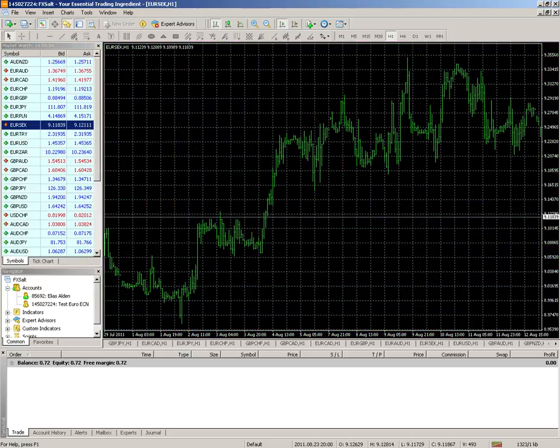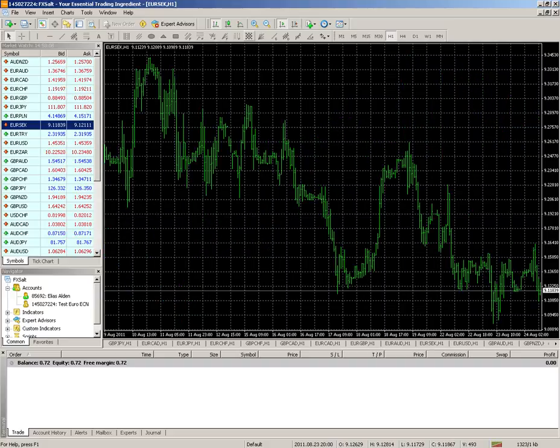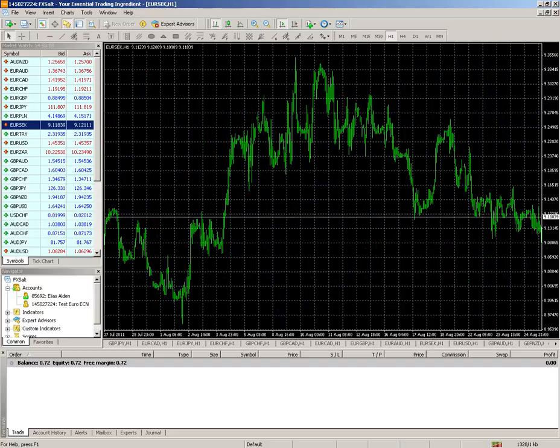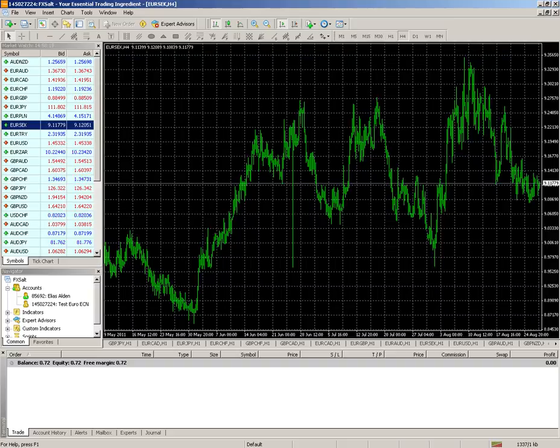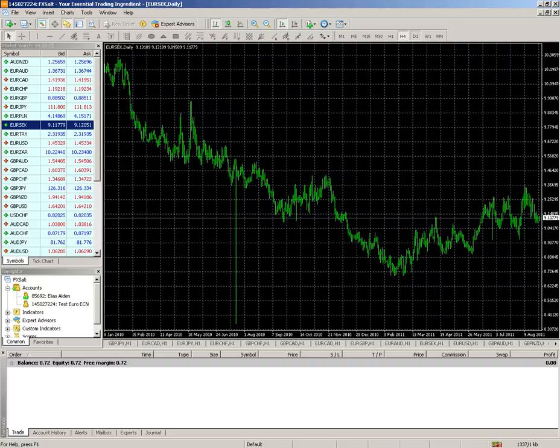If you want to zoom in, you can zoom in, and to zoom out you simply zoom out. Here you have all the time frames: the 1 hour chart, the 4-hour chart, and the daily chart.